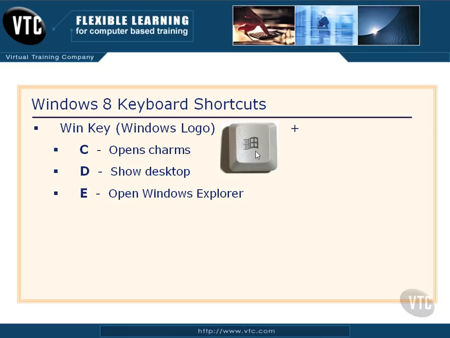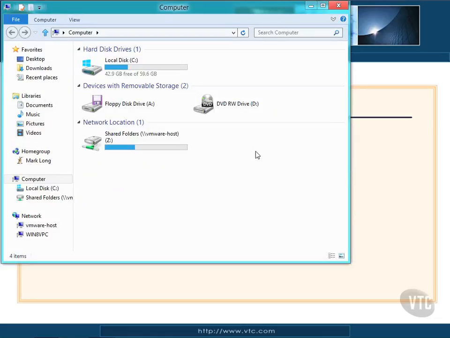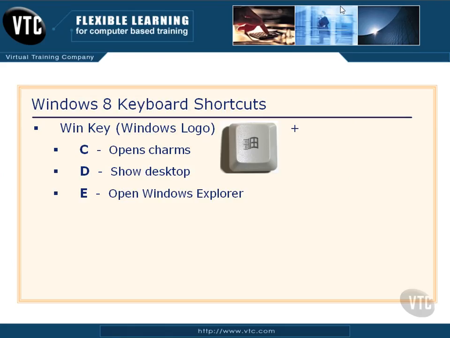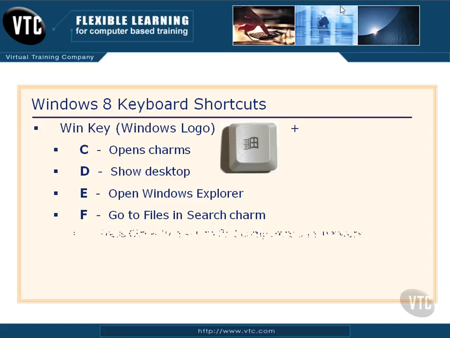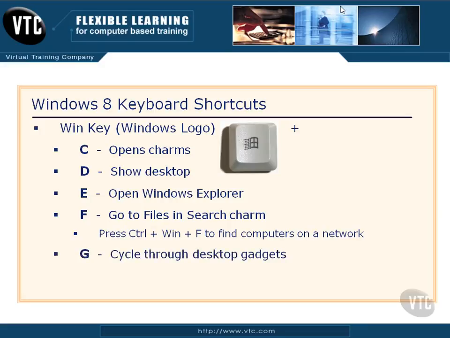All right. How do we get Windows Explorer in Windows 8? Notice we just hold down the Windows key and we hit E, and there is the Windows Explorer. And I can close that just like I normally do, and I'm right back in business. The Windows key plus F will open the search menu, and it'll automatically be searching files for me. I can press Control, Win, and F to actually find computers on the network.